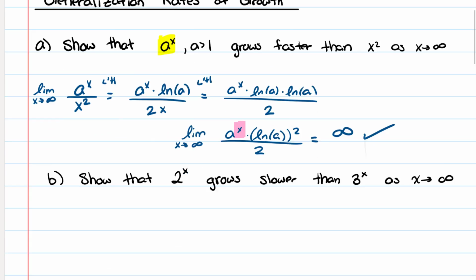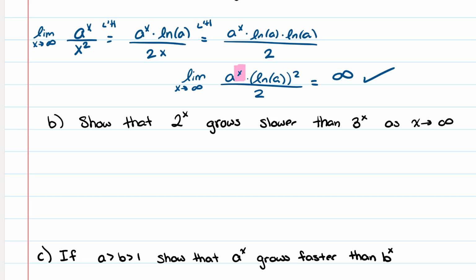Okay, for part B, I want to show that 2 to the x grows slower than 3 to the x. So if this is true, I better get 0 as my result. And if I want it to be slower, that means I still put it in the numerator. So I get this is the limit as x approaches infinity of 2 to the x divided by 3 to the x. Now we're going to need here some fancy algebra.